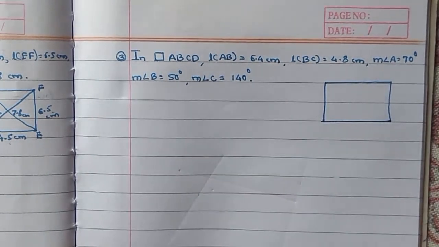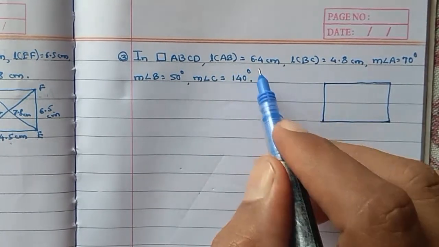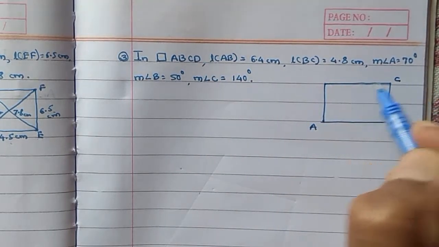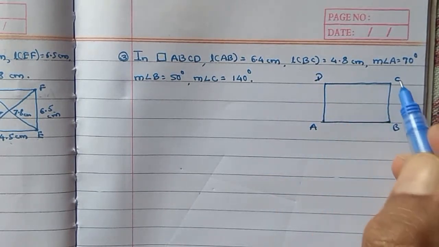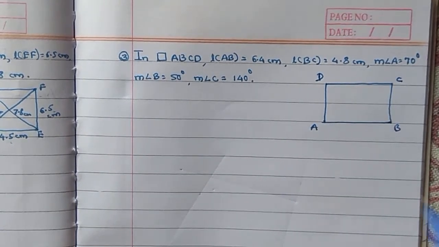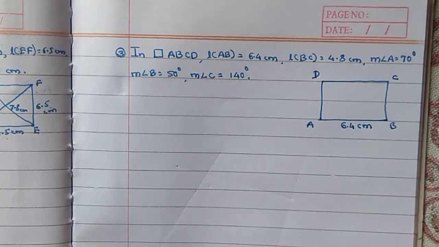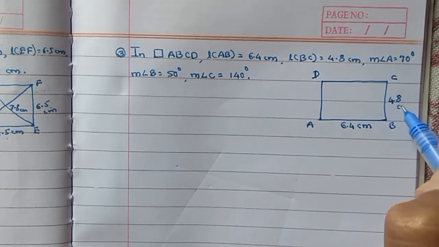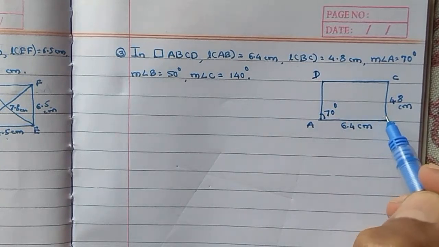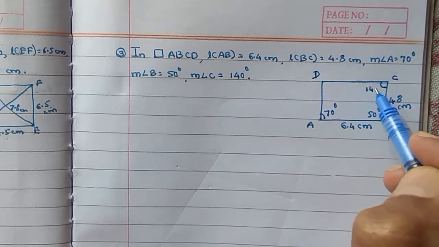Now, before deciding the base, see which length is given. Which side's length is given. AB length is given. Take it as a base. AB. What is the name of the quadrilateral? ABCD. So quadrilateral ABCD. This way we have fixed the vertices. Now write the specifications in the rough diagram. Length of AB is equal to 6.4 centimeter. Length of BC is given 4.8 centimeter. Measure of angle A is given 70 degree. Measure of angle B is given 50 degree. Then measure of angle C is given 140 degree.